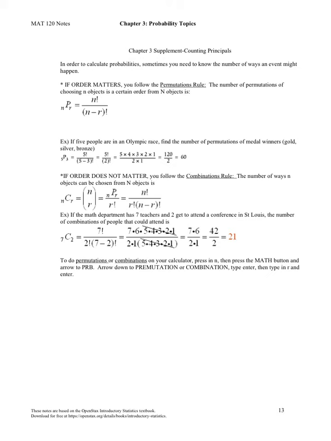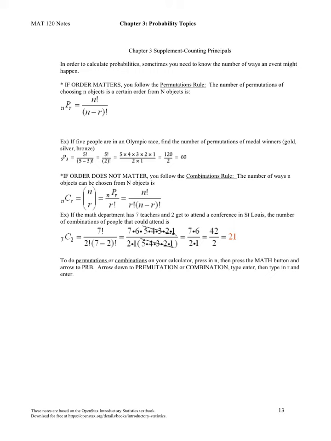Now, if order does not matter, like it did in example 5, instead of using a permutation, we're going to use what's called a combination. For instance, if we look at the following example, if the math department has 7 teachers and 2 get to attend a conference in St. Louis, list the number of combinations of people that could attend.